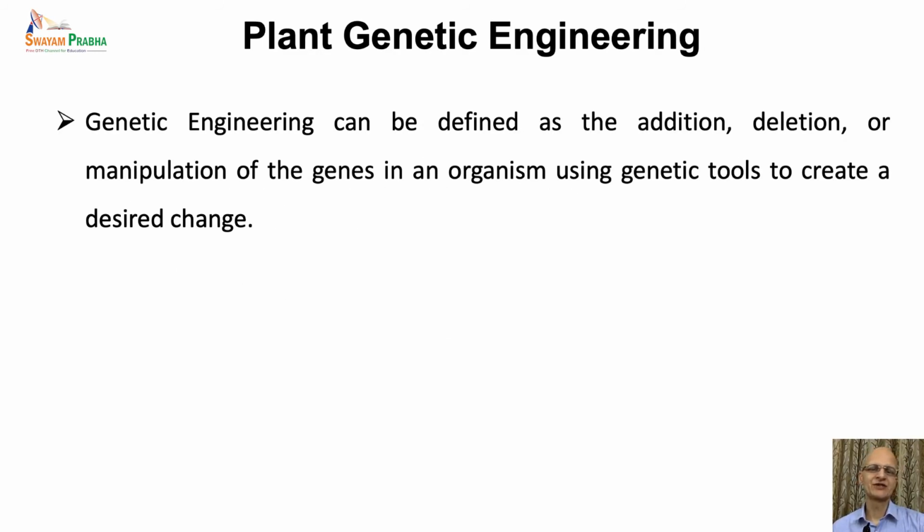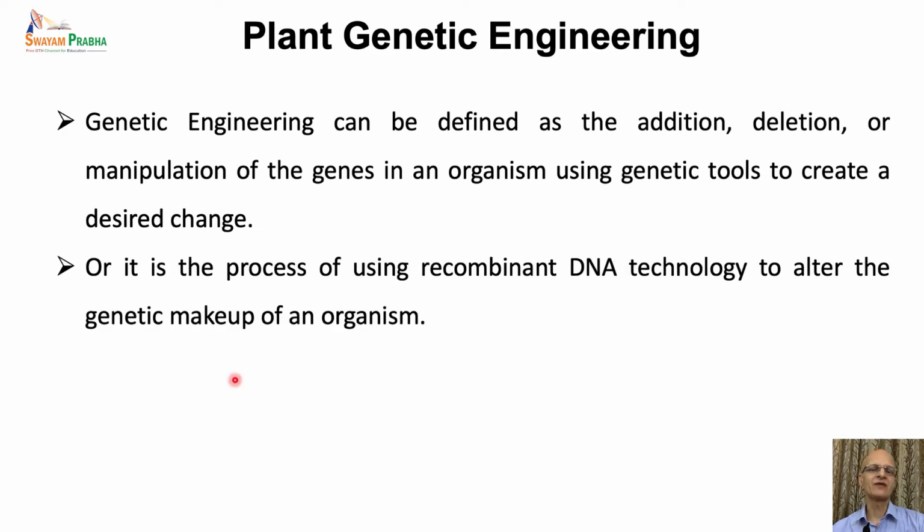So, plant genetic engineering. Genetic engineering can be defined as the addition, deletion, or manipulation of the genes in an organism using genetic tools to create the desired change. If we look at the history, the term genetic engineering was introduced around the mid 1970s when recombinant DNA technology emerged and we learned that we can alter the genetic makeup of organisms as desired. So it can be defined as the process of using recombinant DNA technology to alter the genetic makeup of the organism.